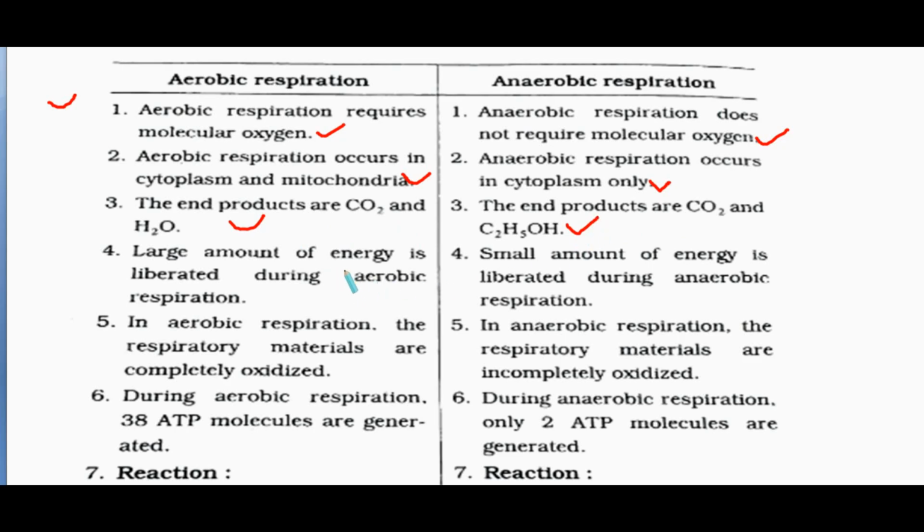Large amount of energy is liberated during aerobic respiration. A small amount of energy is liberated during anaerobic respiration. In aerobic respiration, the respiratory materials are completely oxidized. In anaerobic respiration, the respiratory materials are incompletely oxidized. During aerobic respiration, 38 ATP molecules are generated. During anaerobic respiration, only 2 ATP molecules are generated.